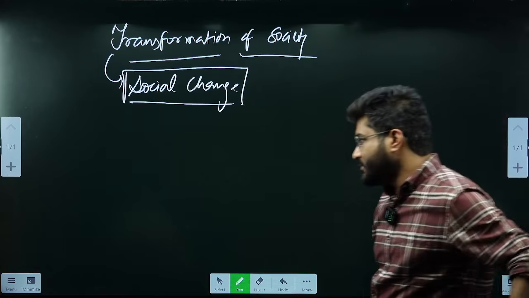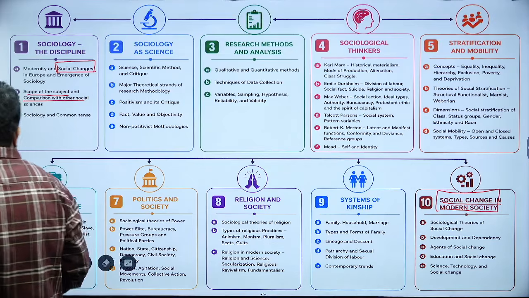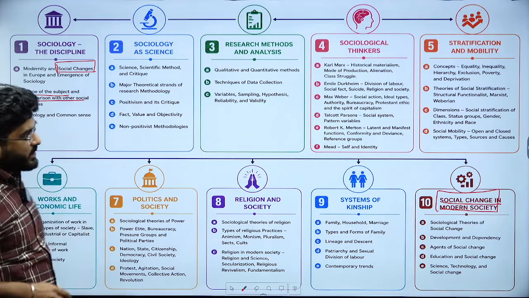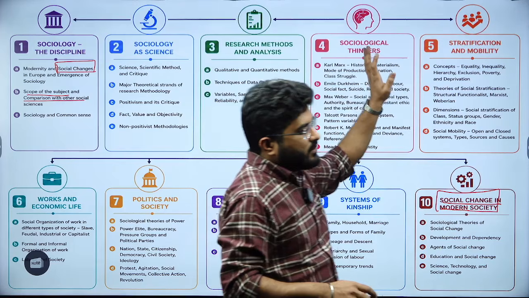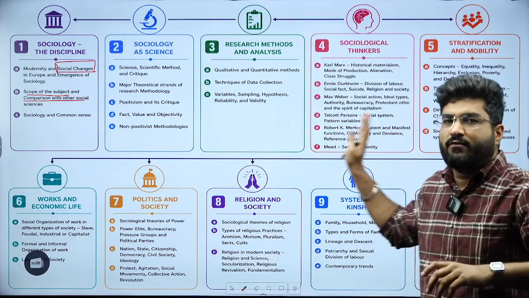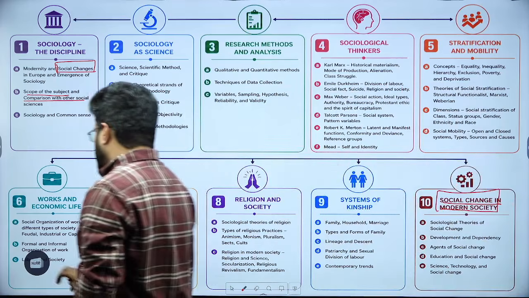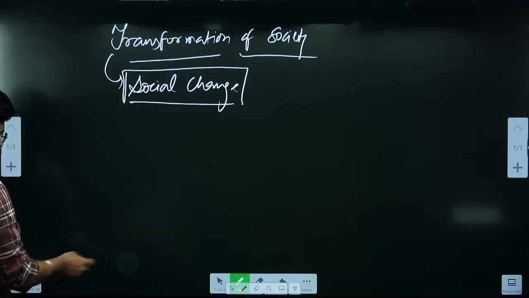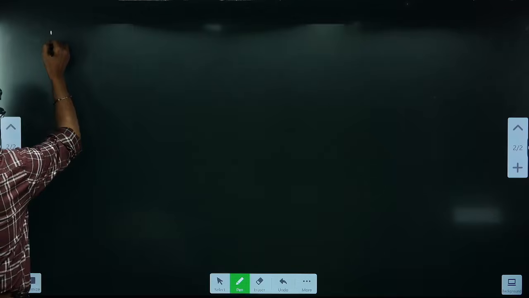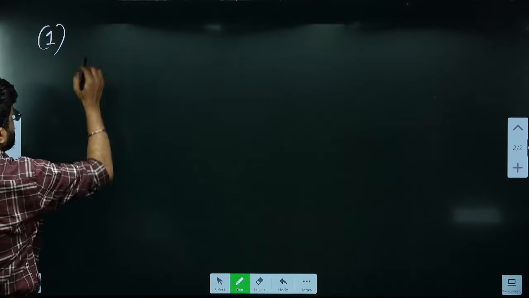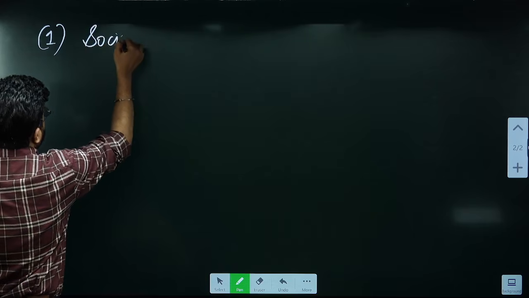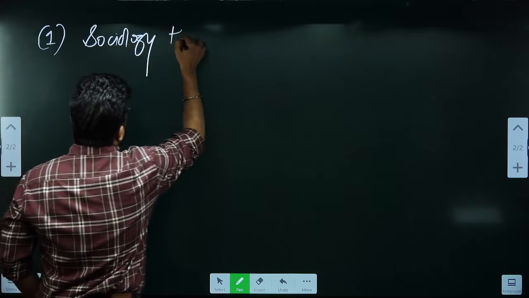Okay. Now, the second important thing which I'm going to highlight is that we should understand what the important chapters are for paper 1 as well as paper 2. So today I'm going to make you understand the syllabus of paper 1 in a very simplistic format. Now, the first chapter, as we have seen, is sociology, the discipline.